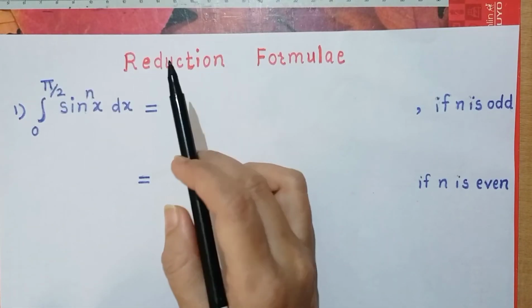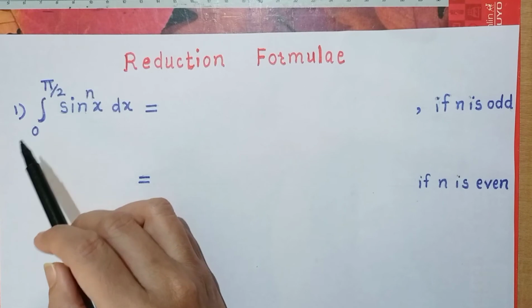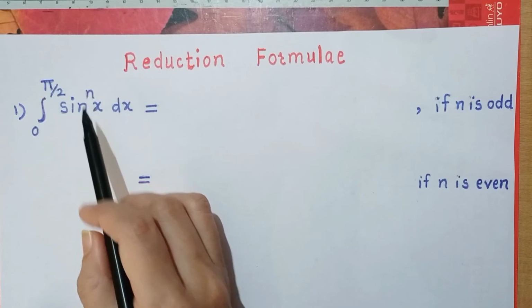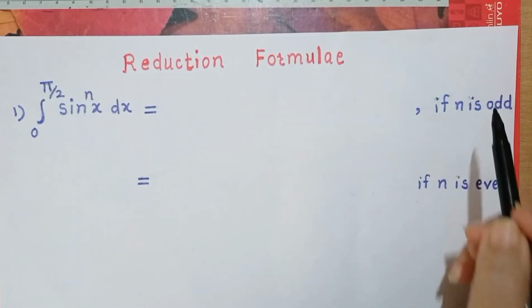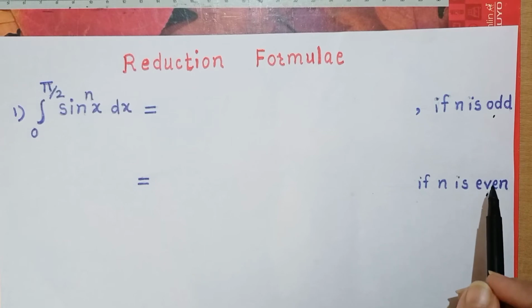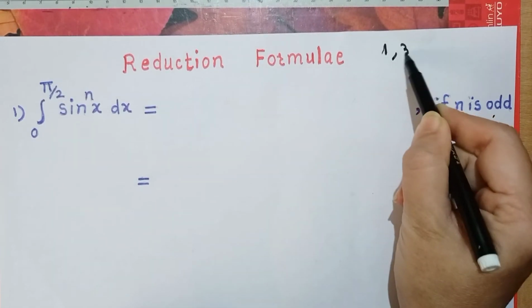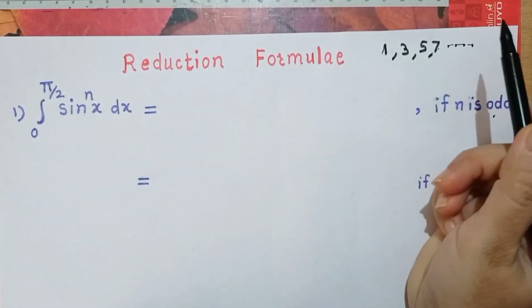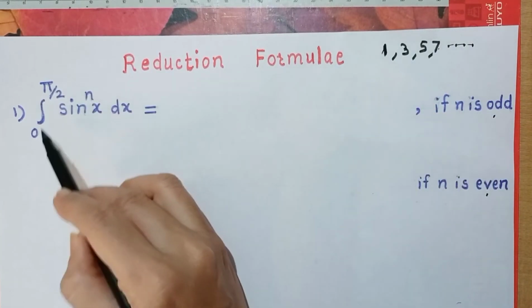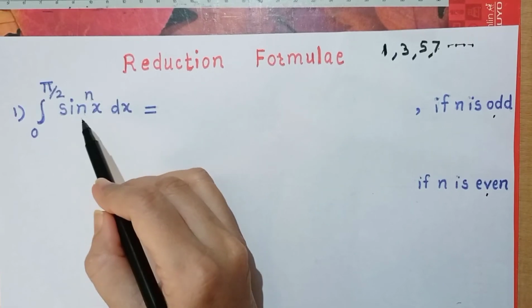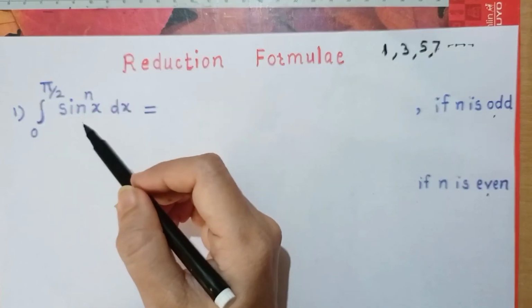This is the last part of this chapter, which is reduction formulae. The first formula is integration from 0 to pi by 2 of sine of x raised to n into dx. We will check this formula if n is an odd number and if n is an even number also. So first check when n is an odd number. We know that 1, 3, 5, 7 are all odd numbers, and so on. If the value of n is 1, suppose integration of sine of x, we know its value is minus cos x, and then we substitute these limits and find the answer easily.